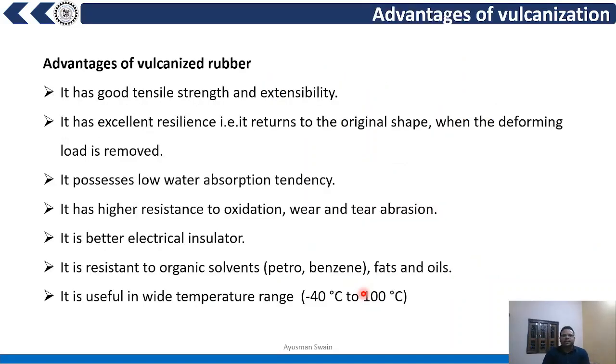What are the advantages of vulcanization? Once you vulcanize the natural rubber, it has good tensile strength and extensibility. It has excellent resilience, that is, it returns to its original shape when the deforming load is removed. It possesses low water absorption. These are the advantages of vulcanized rubber. It is a better electrical insulator, resistant to organic solvents, and useful in a wide temperature range, even minus 40 to 100 degrees centigrade. In this range it can work.